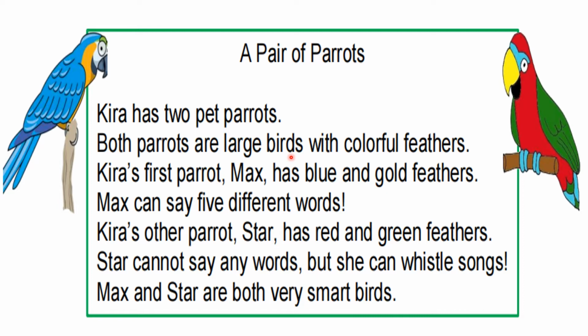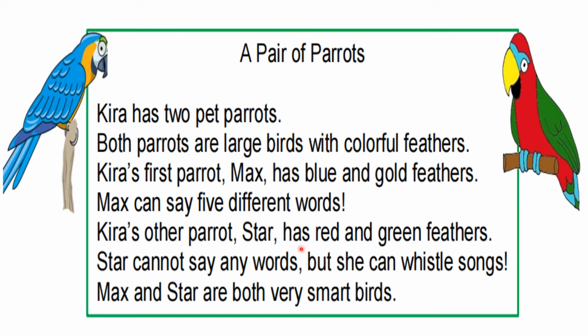Both parrots are large birds with colorful feathers. Kara's first parrot, Max, has blue and gold feathers. Max can say 5 different words. Kara's other parrot, Star, has red and green feathers. Star cannot say any words, but she can whistle songs. Max and Star are both very smart birds. Okay, remember that after reading the story, you will compare and contrast the information heard from this story, A Pair of Parrots.